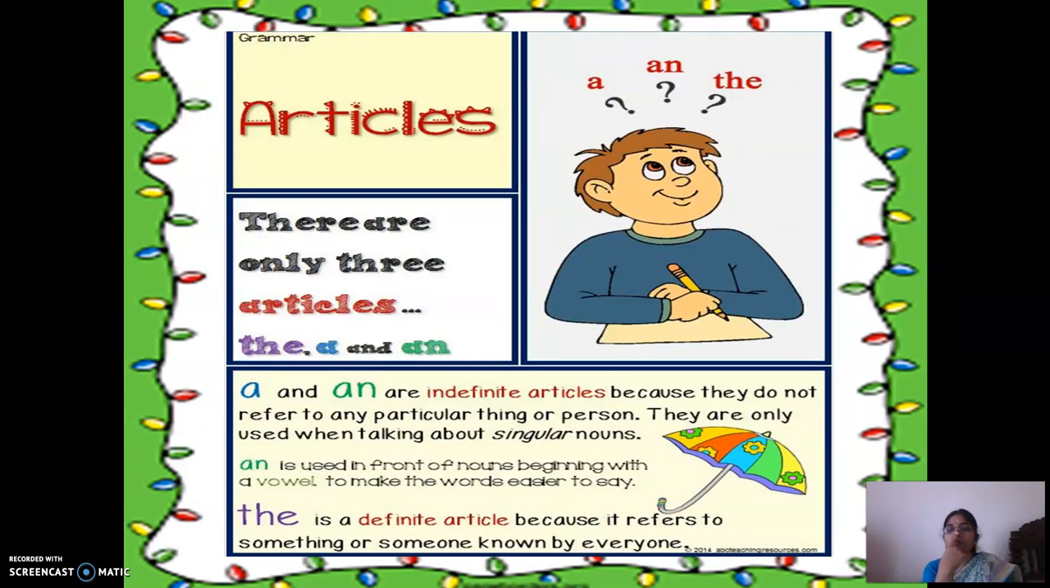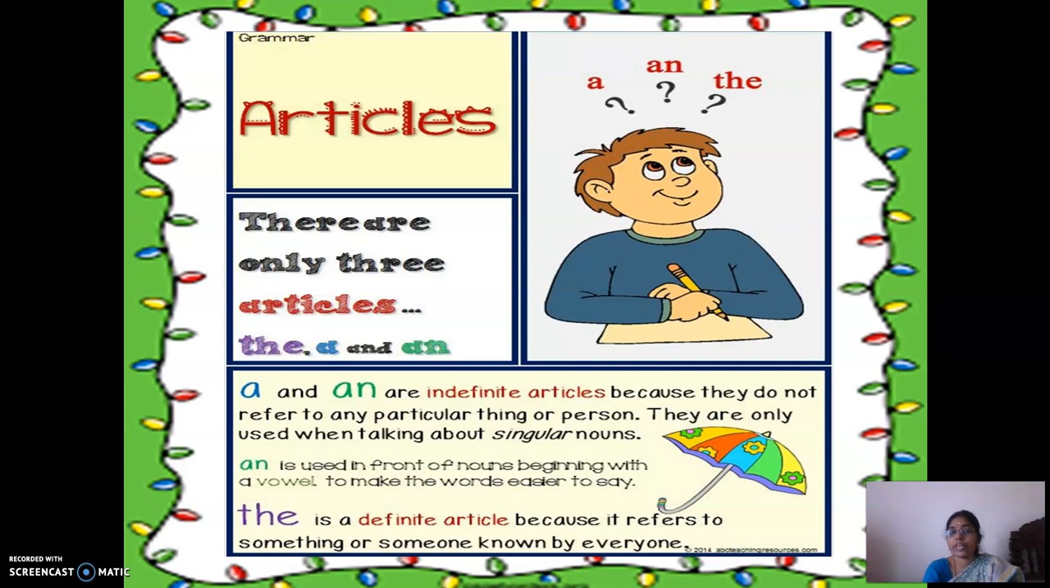So the boy is thinking, what is it, a and the? What are all these? There are only three articles, right? Three article words. Article words are only three. Only two types of article, right? We will see that: the, a, and an.